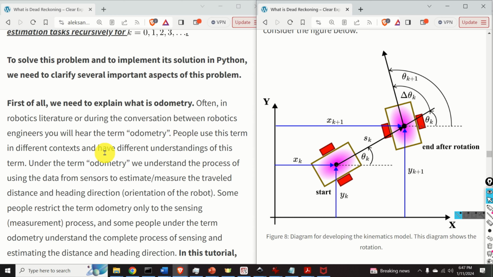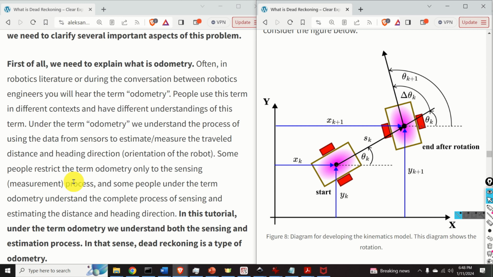First of all, we need to explain what is odometry. Often in robotics literature or during the conversation between robotics engineers, you will hear the term odometry. People use this term in different contexts and have different understandings of this term. Under the term odometry, we understand the process of using the data from sensors to estimate or measure the travel distance and heading direction or orientation of the robot.